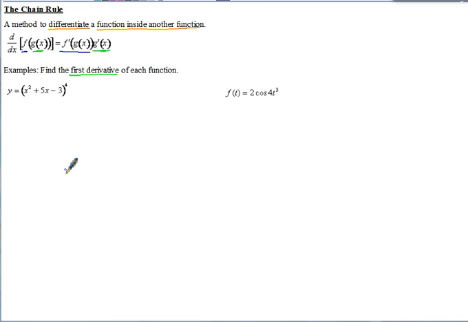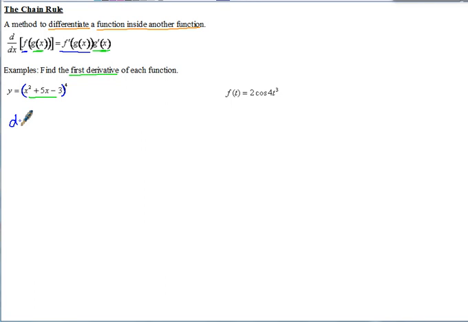So for this one, if we didn't have the chain rule, what we'd have to do is write this out 4 times and multiply it all out, which would take a really long time before we take the derivative. But because you have the chain rule, you can think of this as your outer function here. It's to the 4th power, and the inner function is x squared plus 5x minus 3.